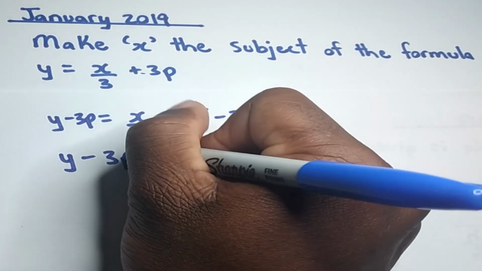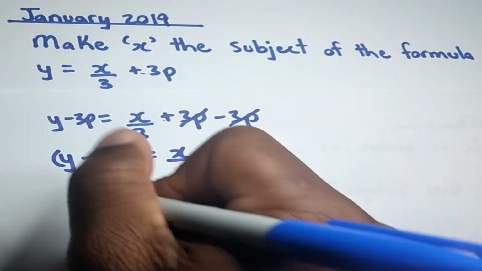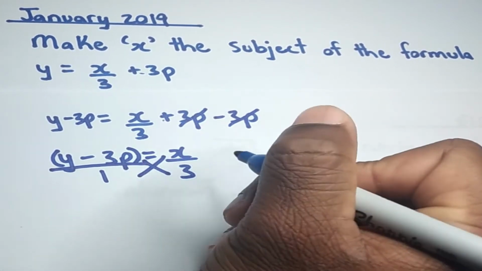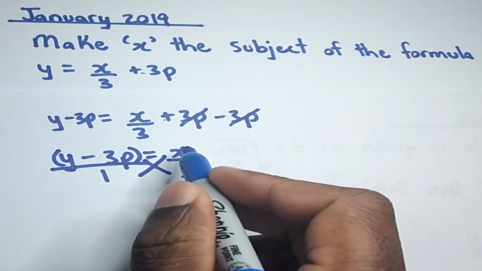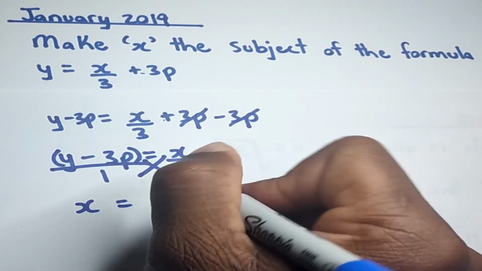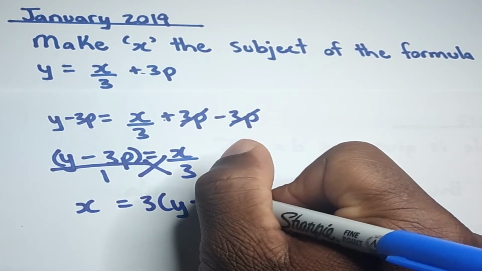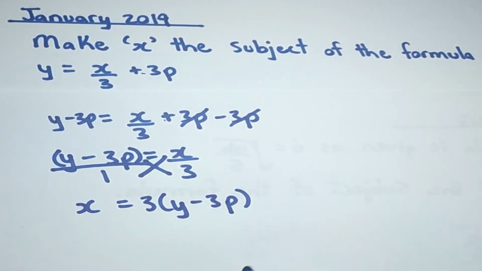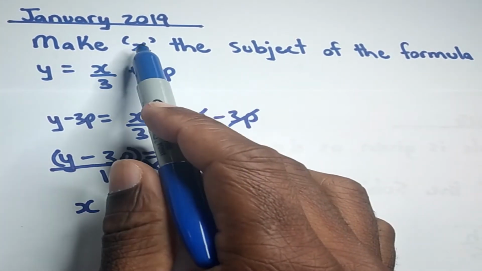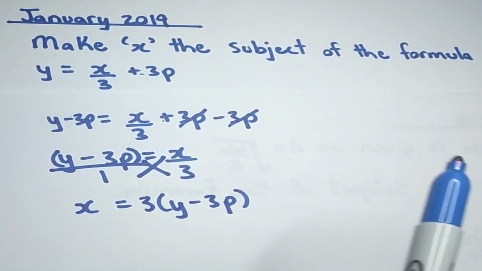Alright, and what we can do now is to put this thing in bracket, and you'll see why I do that. And then we can put the bracket over 1 and cross multiply. So we'll end up with 1 times x, which is x, is equal to 3 times the bracket, so 3 times this entire bracket right here, which is y minus 3p. So that's pretty much how you treat a question like this one. And it's pretty much solved because all they wanted us to do is to make x the subject. So we just needed to get x on one side of the equal sign by itself.